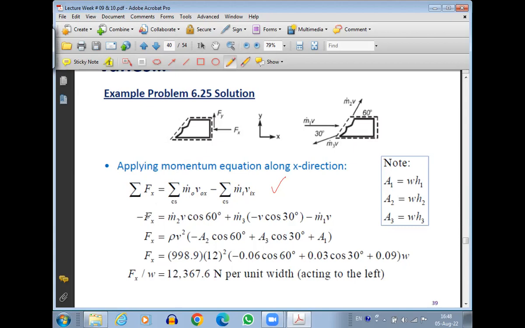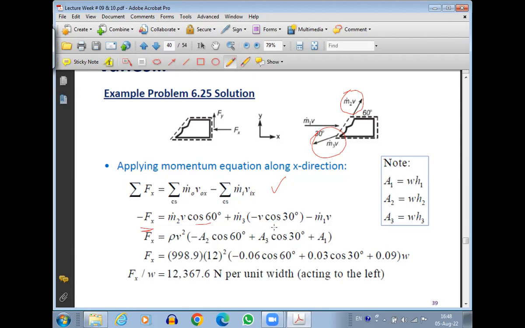Okay, so summation Fx in this case will be just negative Fx, no other force. And momentum going out of the control volume: we have two momentums here, m dot 3 v and m dot 2 v. These are the two going out. So it's m dot 2 v cos 60 because 2 is going at an angle of 60 degrees from the horizontal, and we're talking about the X components.